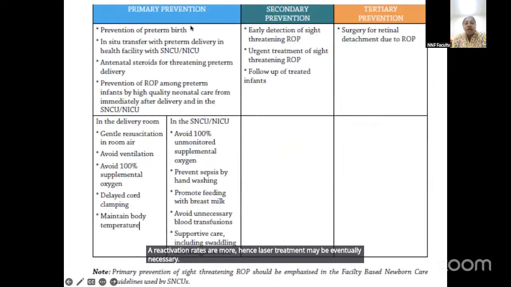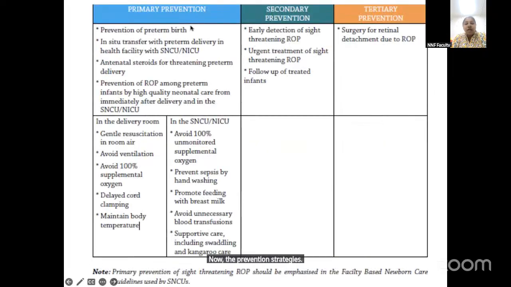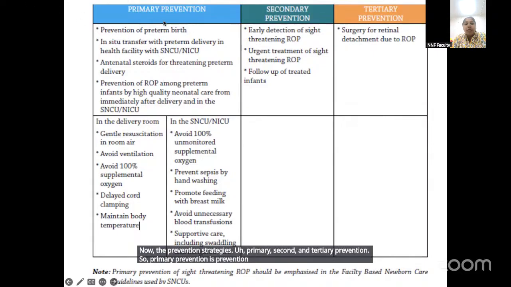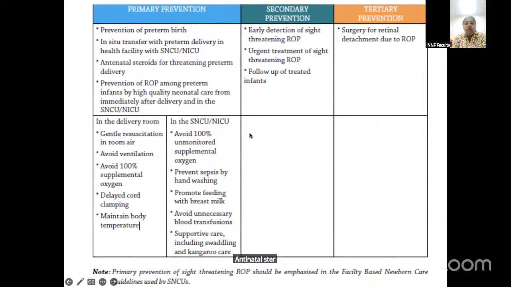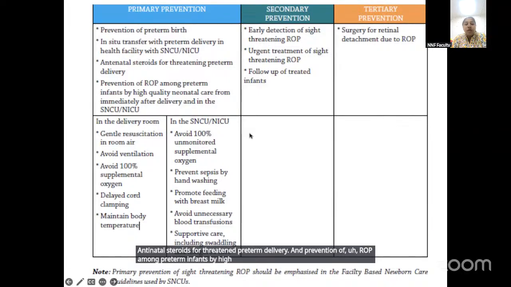Now, the prevention strategies. Primary, secondary, and tertiary prevention. So, primary prevention is prevention of preterm birth, in situ transfer of preterm babies in a setup where there is a NICU, antenatal steroids for threatened preterm delivery, and prevention of ROP among preterm infants by high quality NICU care.